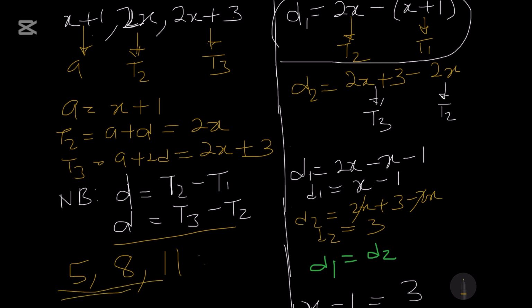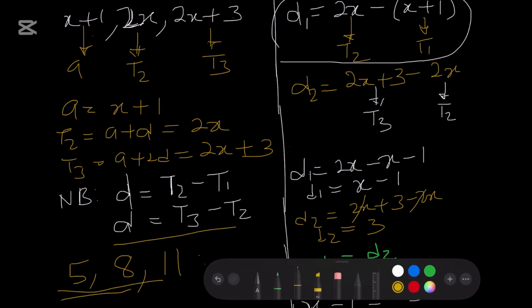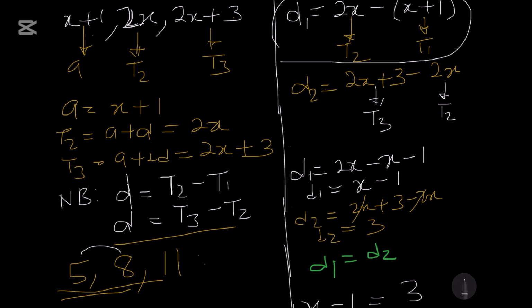If we look at it, it is an AP. If you add 3 to this, it gives us the next term, and if you add 3 to this also, it gives us the next term, which makes it an AP, arithmetic progression. All right.